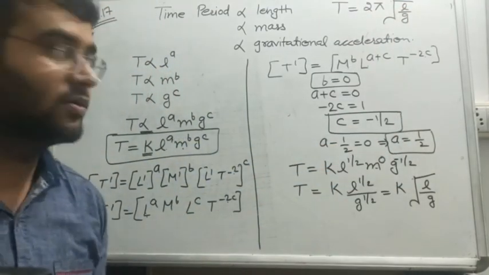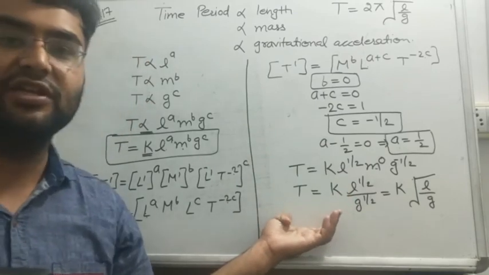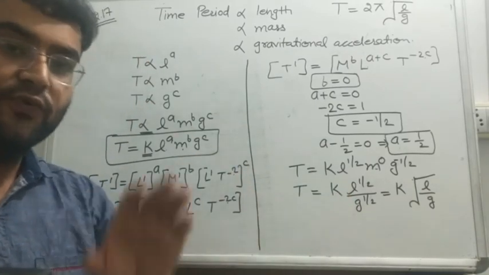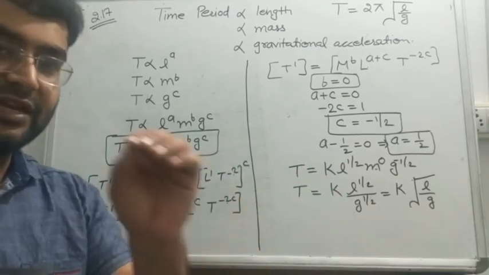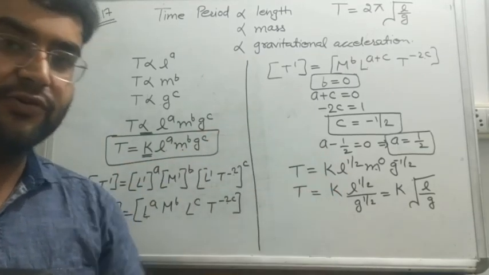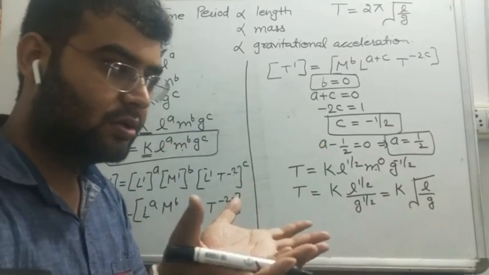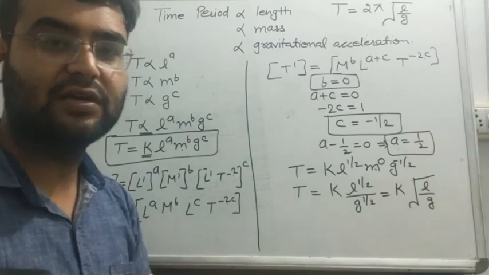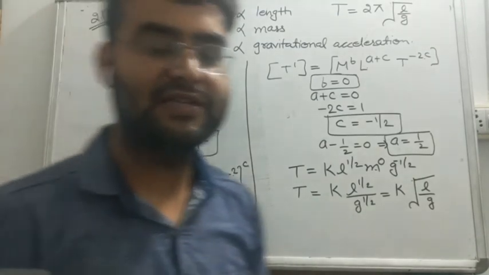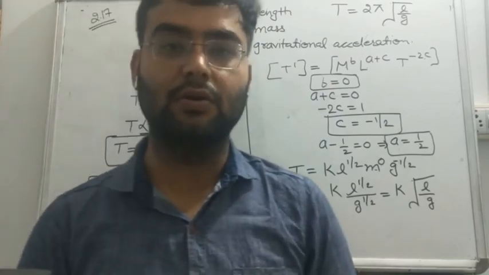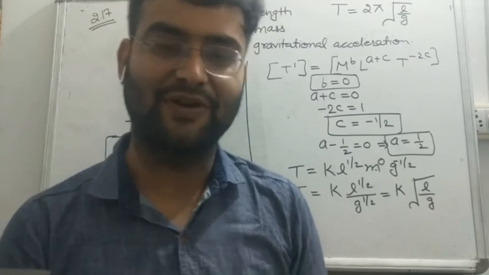What is the meaning of this dimension equation? With the help of this dimension equation, you can find the formula of any physical quantity. If that quantity depends on other physical quantities, then you can find the relation among all these physical quantities. Okay students, so I am considering that now you have learned both applications of dimensions. Okay, goodbye.